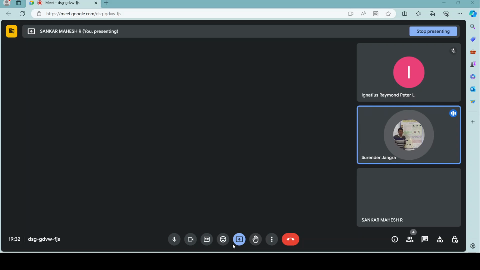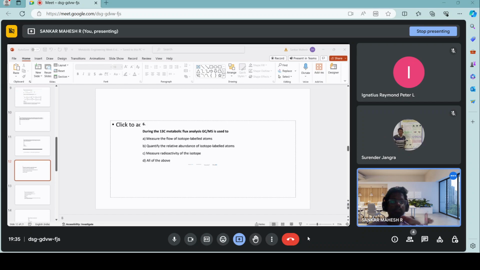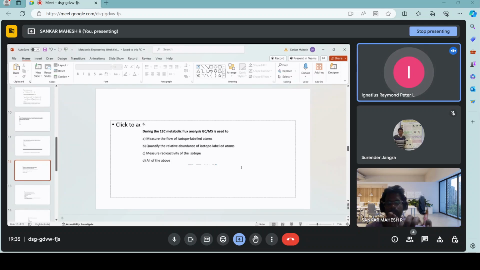Ignatius, do you want to add on to this? Was the discussion clear? I just had a doubt with option C, sir. Option C? Okay. So measuring the radioactivity of the isotope implies measuring the peak intensity, right? So isn't that possible through GCMS, or NMR is used for that? Like how is the radioactivity actually gauged?